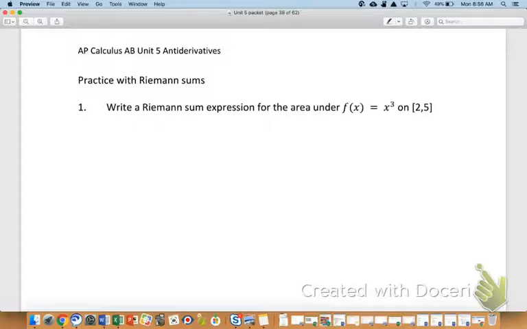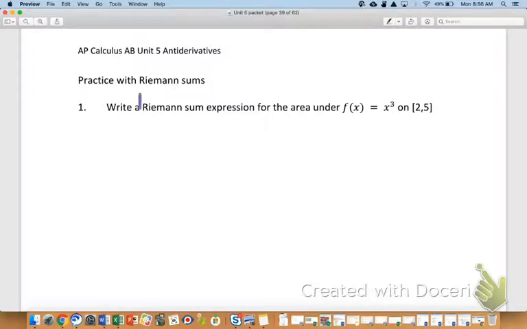So here's what we would do. Take a look at number 1. Number 1 says, write a Riemann sum expression, which is what we just did there at the end, for the area under f of x equals x cubed on the interval from 2 to 5. Now, if you wanted to draw a graph and draw the rectangles and do all that development, you could, but here's what I would suggest you do.